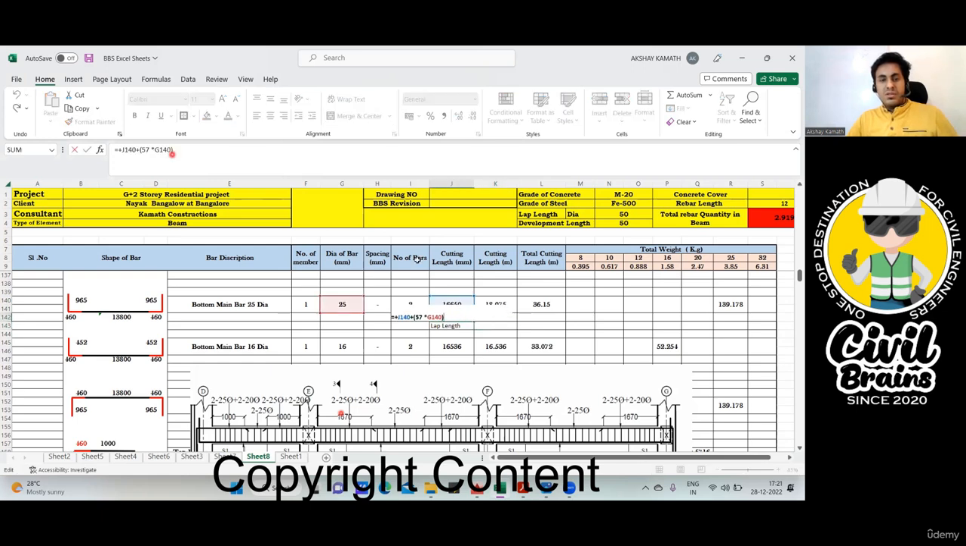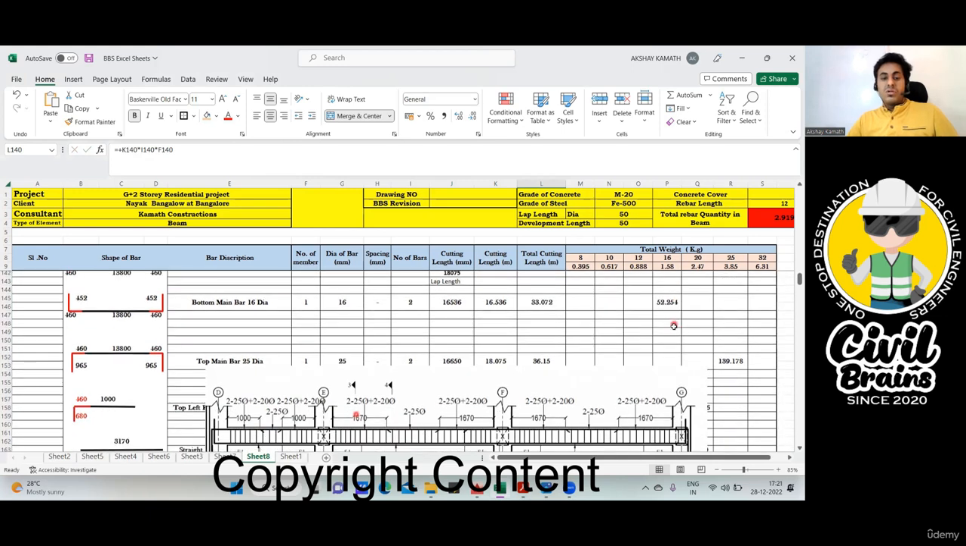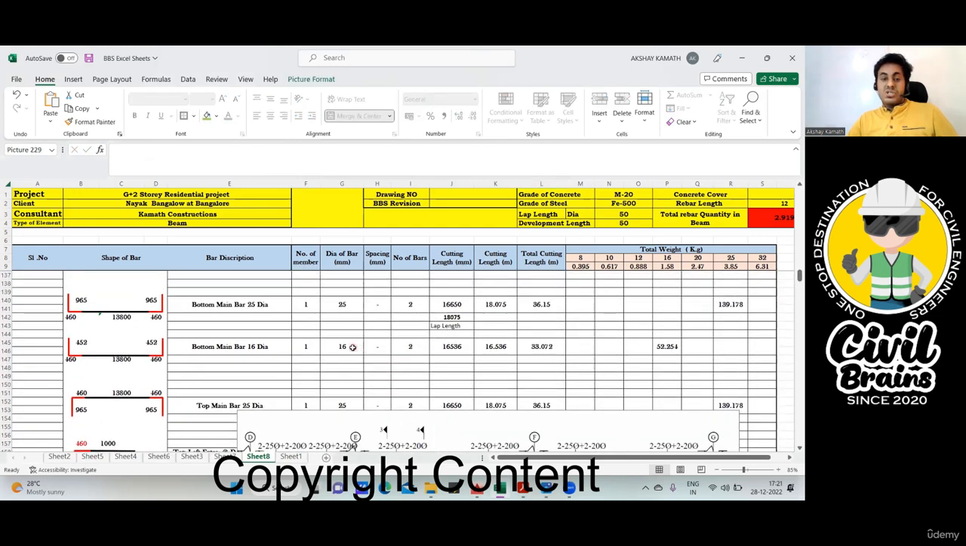So lap length will be this answer plus 57 times the diameter of the bar I've done. So your total cutting length is 18.075. So cutting length here I got this, I divided by 1000. Okay, I'm doing two values just to make you understand the answer is greater than 12 meter. Then cutting length and all you can do on your own. The weight of 25 diameter comes out to be 139.178. So bottom I did for 25 diameter. Similarly, you do it for 16 diameter. Nothing will change. Just copy and paste, and you should get this answer 52.254.